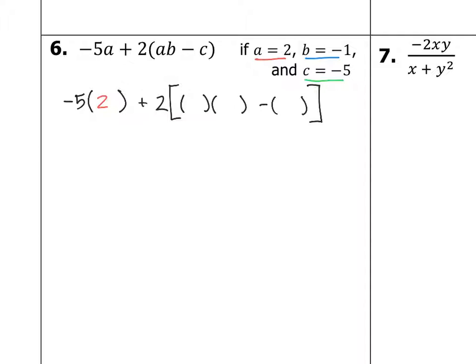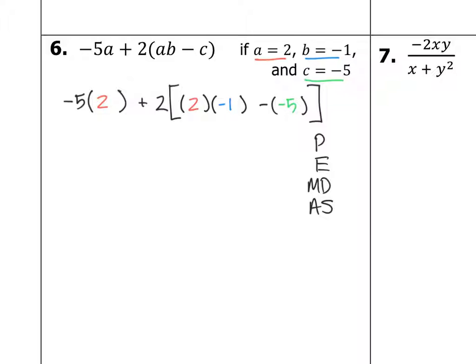That was here, and there I plug in positive 2. I had a b after my a inside the parentheses, so my negative 1 will go here. And then my c was after the subtraction symbol, so I'll put a negative 5 in here. And so now I'm going to work my order of operations. Please excuse my dear Aunt Sally.